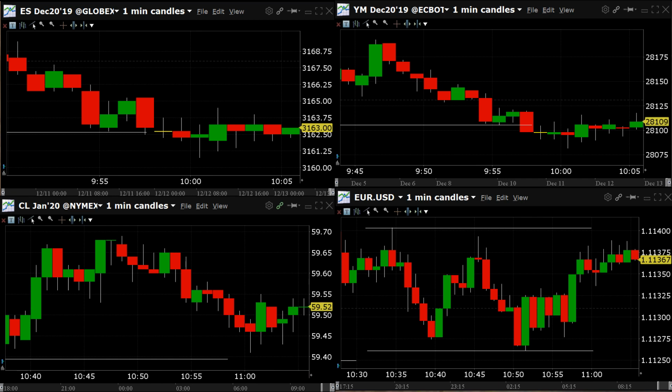By the way, this entry here on the ES and YM, this is the start of the go-to big trade, and this entry here may be good for that trade coming up. In other words, you could take it and then just hold it, and it'll just be good for the whole time.